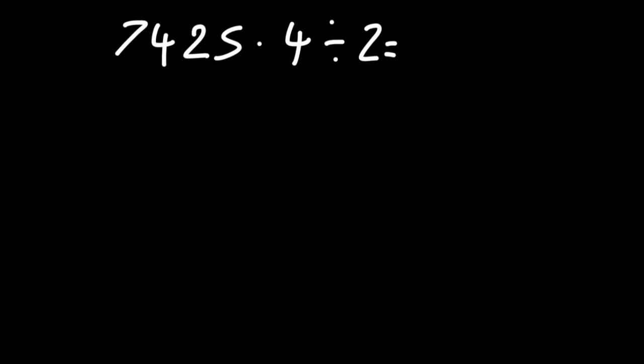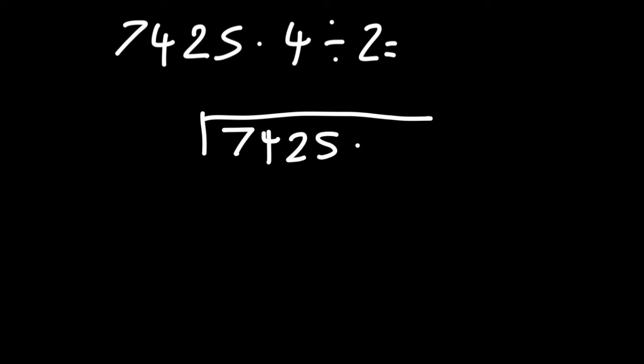Here's a different example. Now this time, this question actually says that they want a decimal answer, because it says 7,425.4 divided by 2. So how do we write that out? Well, same as usual, we use the bus stop method like so. We write 7,425.4 divided by 2. And we go for the same thing again.